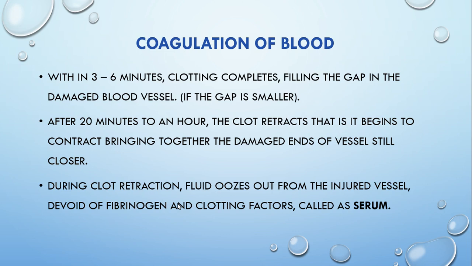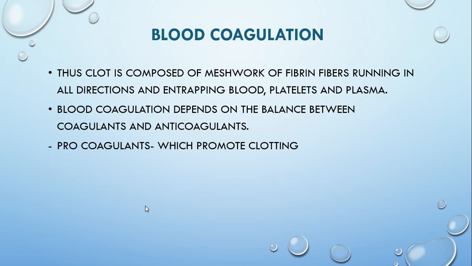After 20 minutes to an hour of clotting, the clot retracts, that is, it begins to contract, bringing together the damaged ends of the vessel still closer. Due to clot retraction, the fluid oozes out from the injured vessel, which is known as the serum, but it is devoid of the clotting factors and fibrinogen, as these clotting factors have been consumed in the coagulation of blood. So the clot is formed of fibrin fibers, entrapped blood within these fibers, platelets and plasma.